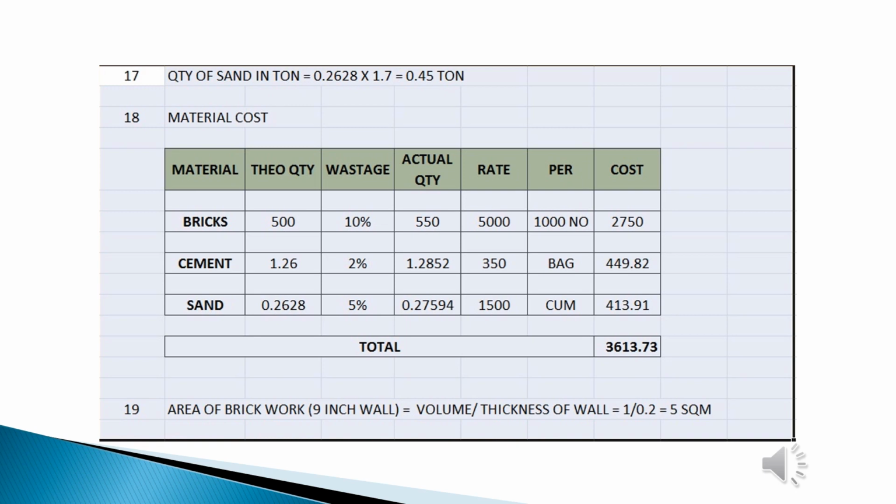Putting this value, multiplied by the rate, we got the cost. Cost for brick is 2750 rupees, cement 449.82 rupees, sand 413.91. Total cost is 3613.73.